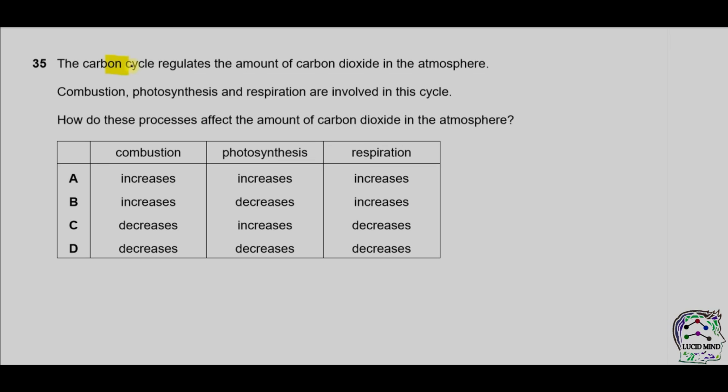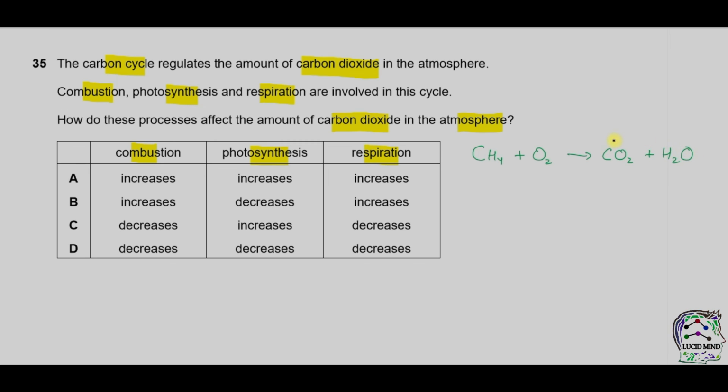Question 35. The carbon cycle regulates the amount of carbon dioxide in the atmosphere. Combustion, photosynthesis, and respiration are involved in this cycle. How do these processes affect the amount of carbon dioxide in the atmosphere? So we have combustion, photosynthesis, and respiration. Let's write the chemical equation for all these three processes. First one is combustion, which is burning in the presence of oxygen. Let's suppose we have methane gas. It will burn in oxygen to form carbon dioxide and water.